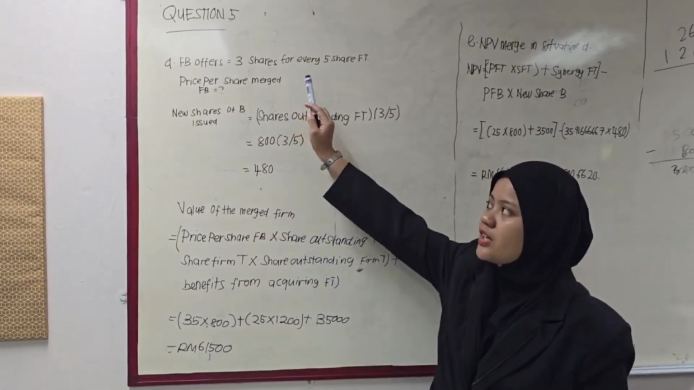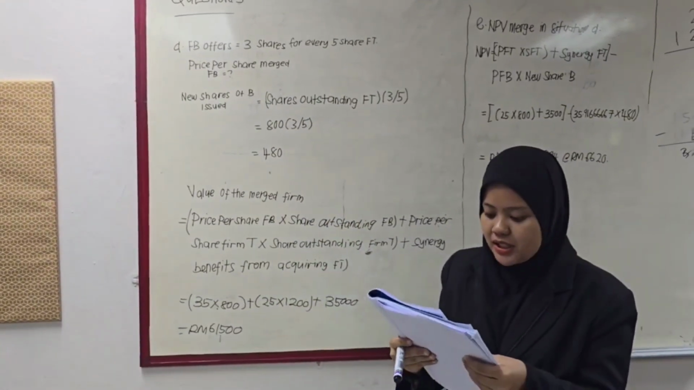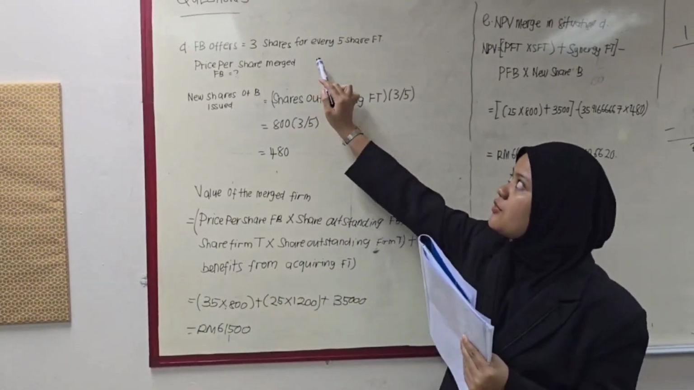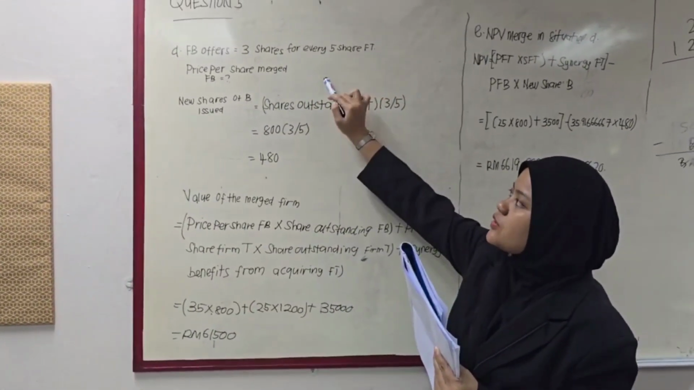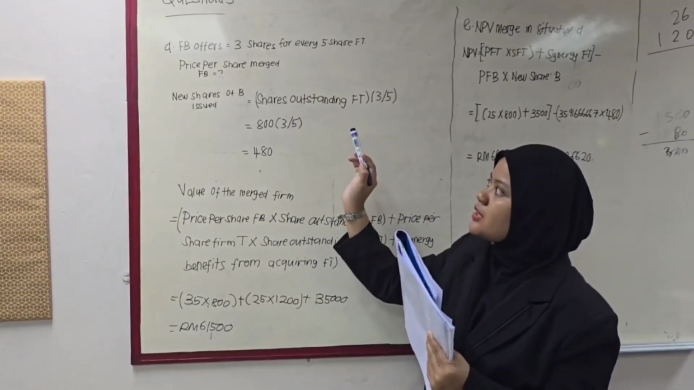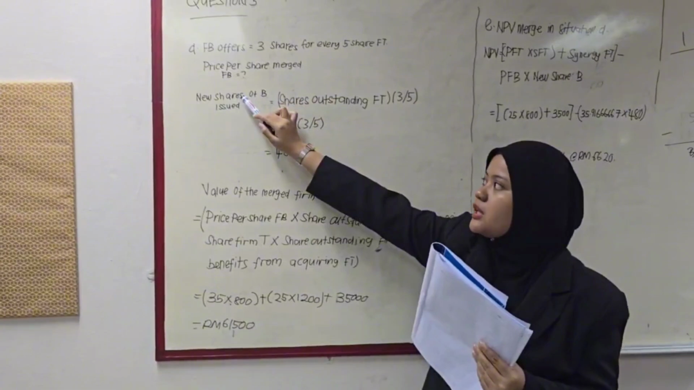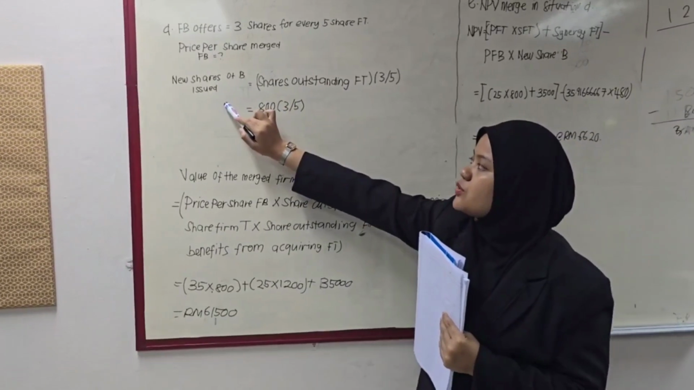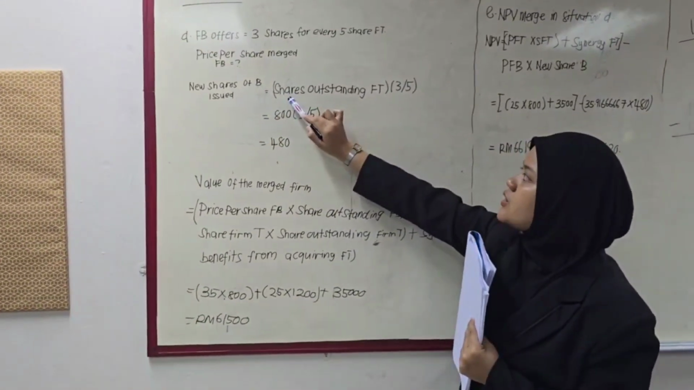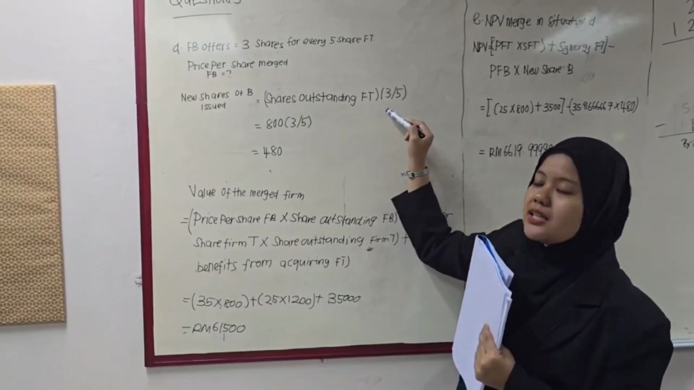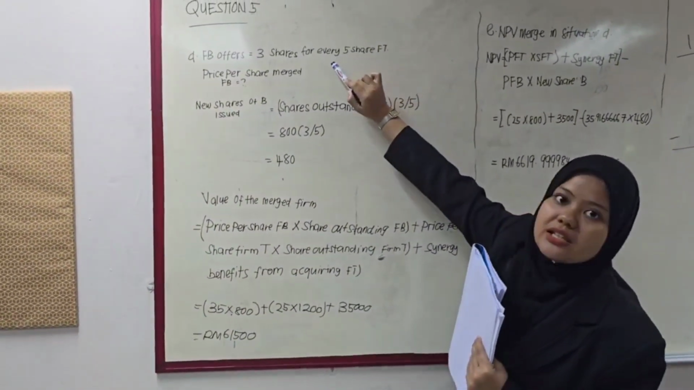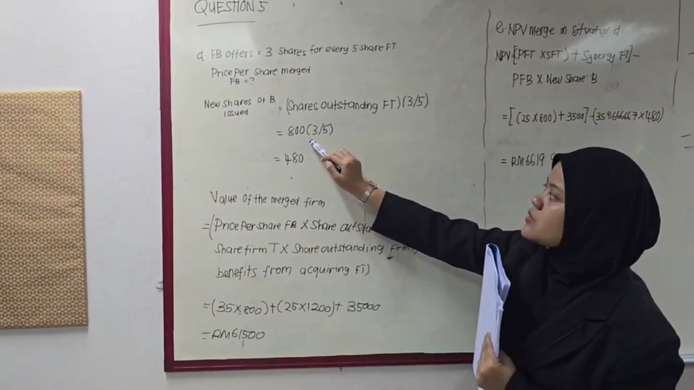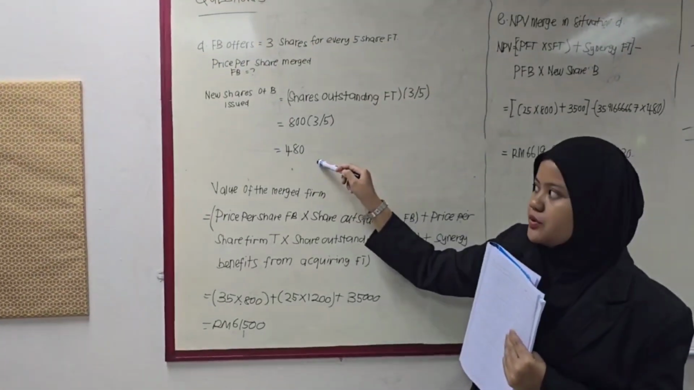So untuk soalan D, question 5D, diberikan situasi bahawa firm B offer 3 share for every 5 share firm T. So soalan tu tanya berapakah price per share merge for firm B. Jadi untuk kira ni kita perlu cari the new share of B issued. Untuk kira kita akan gunakan share outstanding for B didarab dengan 3/5. 3/5 ni adalah dari sini, iaitu 3 share for every 5 share for B. So masukkan dalam rumus 800 darab 3/5 dapat 480.